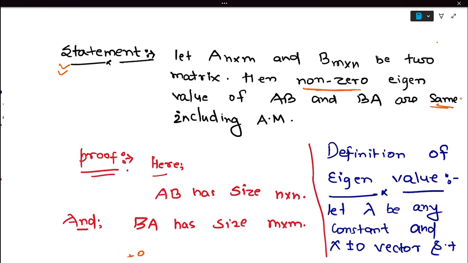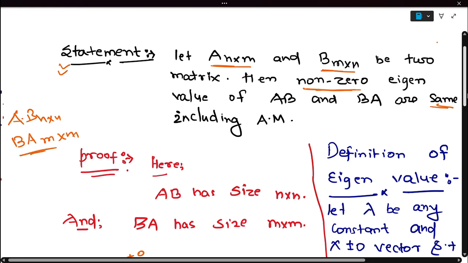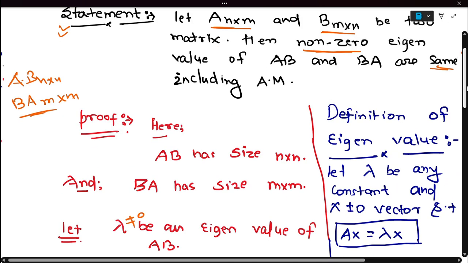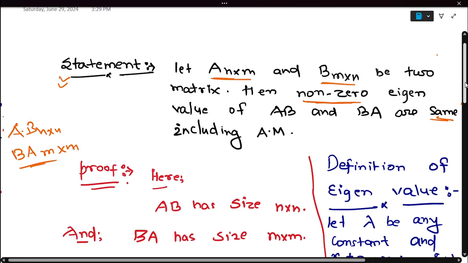When A is an n cross m matrix and B is an m cross n matrix, we can multiply A and B. AB will be of size n cross n, and BA will be of size m cross m. So we have two matrices A and B, and the non-zero eigenvalues of AB and BA are the same, including algebraic multiplicity.